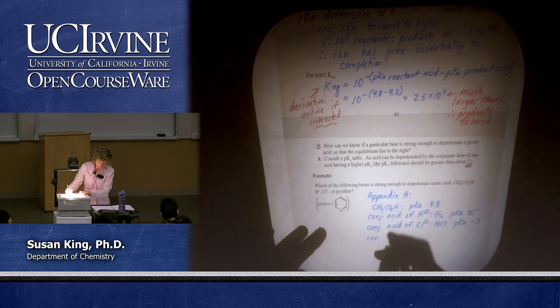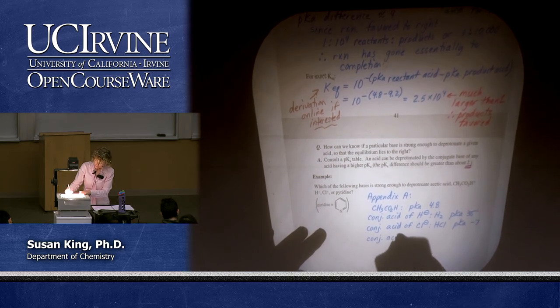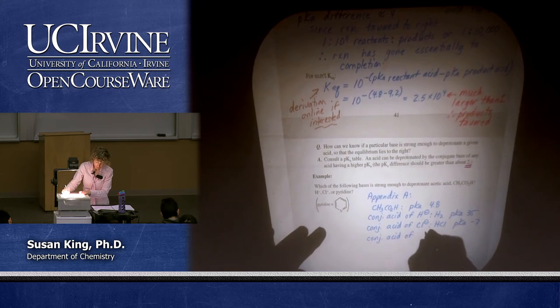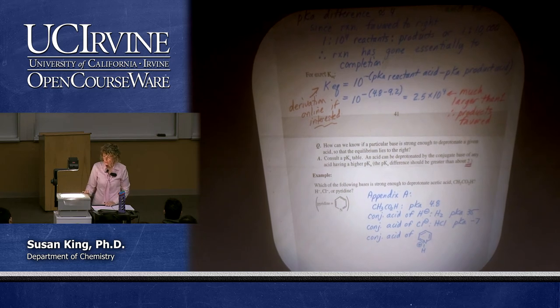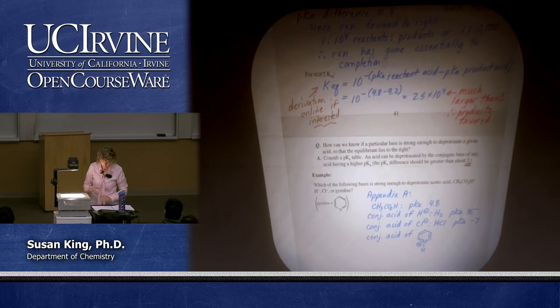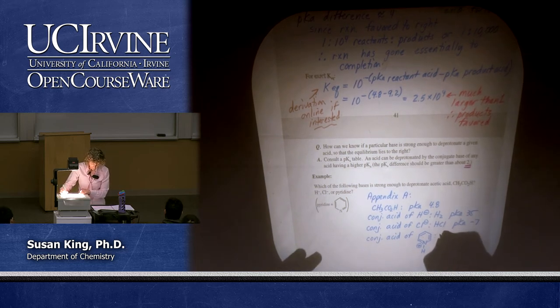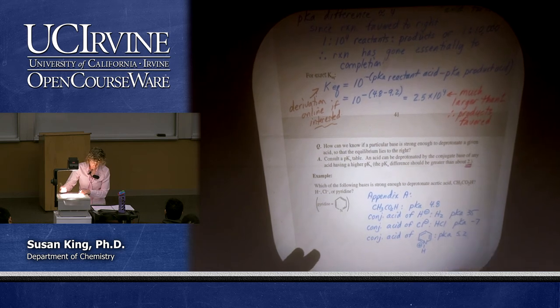Let's look at pyridine. Of course, you don't know what pyridine looks like, and you don't need to know what pyridine looks like now. You will later on in 51B. But for right now, I would just look for the structure on the pKa chart. So there's pyridine, and that's pyridine protonated. So we look up the pKa of the conjugate acid. The pKa is 5.2.